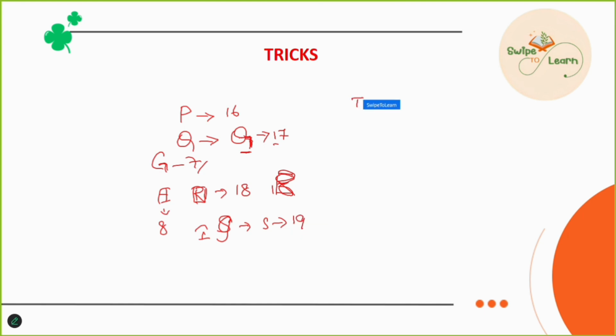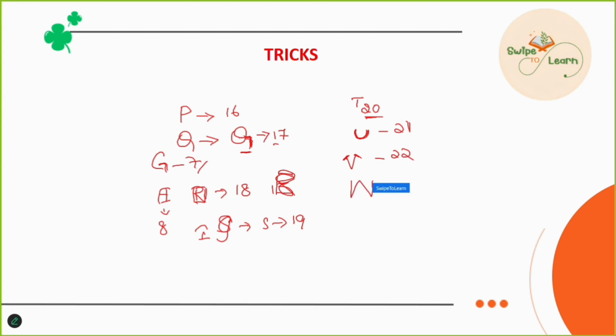And then T. See, T20 match. You can easily remember T for 20. Next, U. U has a single curve. So 21. And next is V. For V, we have 2 cross edges, right? So there are 2 sharp edges for V. So that's why we remember V as 22.